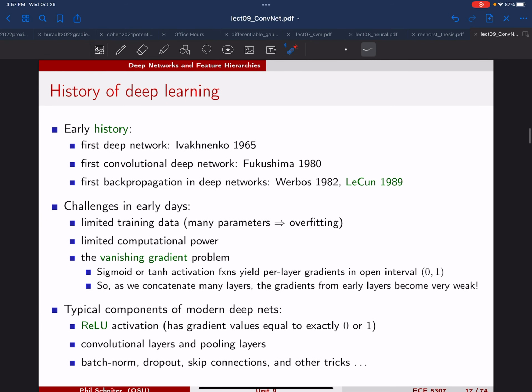Okay, so just a little bit about history. The very first deep network was from 1965. First convolutional deep network, 1980. First time people were working on backpropagation in neural networks or deep networks was in the 80s. In those days, as we know, when you have limited training data, if you try to use a lot of parameters, you get overfitting. So that was one issue. They had limited computational power, especially relative to today. And there's another problem, which is an architectural problem called the vanishing gradient problem. And that's important to understand.